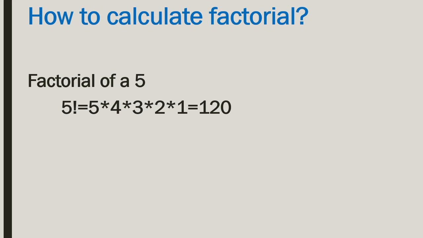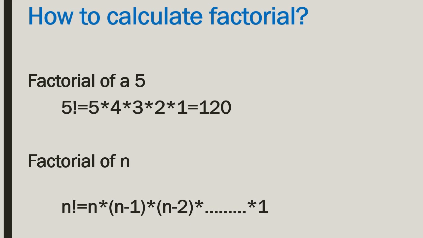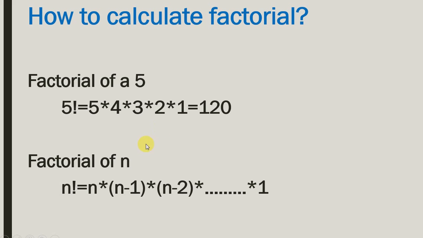And if we want to calculate the factorial of n, which is the generalized formula of factorial, then we have to follow this approach. Factorial n is equal to n multiplied by n minus 1 multiplied by n minus 2 multiplied by dot dot dot till 1. We have to multiply n and decreasing the value of n, and we have to multiply the value till 1.